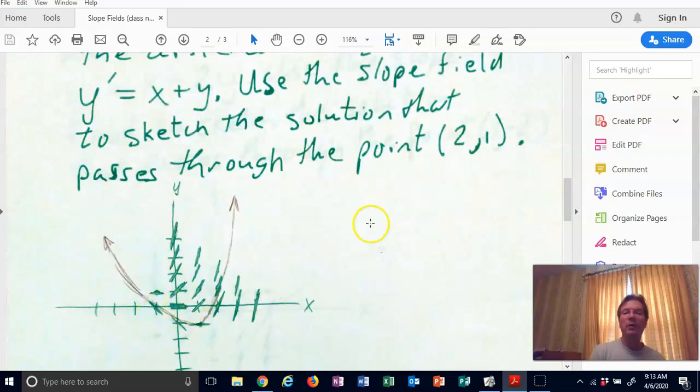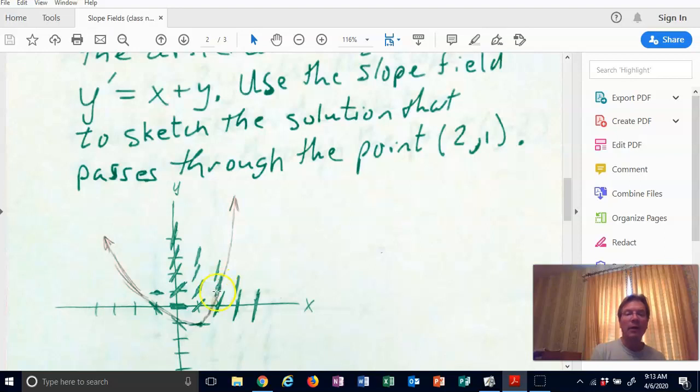So let's look at this point here. Because what you'd want to do is to do enough of these in a certain area that you can kind of see the flow of the slopes. And so you're going to have a curve that's going to go through these things. So if we want to find the solution that goes through the point 2, 1, 2 comma 1, and I go to the point 1, 2, up 1, I have this point right here. Well, the slope has to be, in this case, x is 2, y is 1, 2 plus 1 is 3, so it's got a slope of 3.